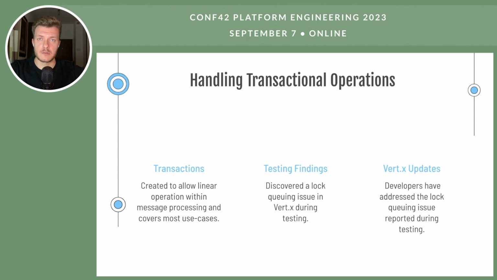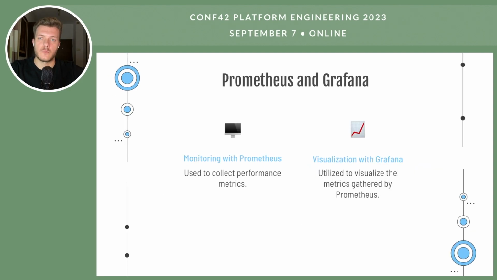For transactional operations, we've created a custom object that allows linear operations within message processing. This approach covers most of our use cases. During testing, we discovered and reported a lock queuing issue in vert.x, which the developers have since addressed. We monitor performance metrics using Prometheus and visualize them using Grafana. This setup helped us fine-tune our vert.x configuration and resolve bottlenecks.